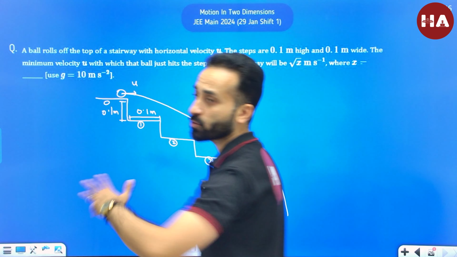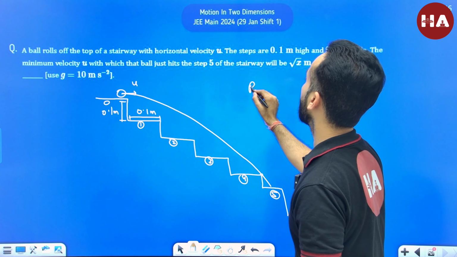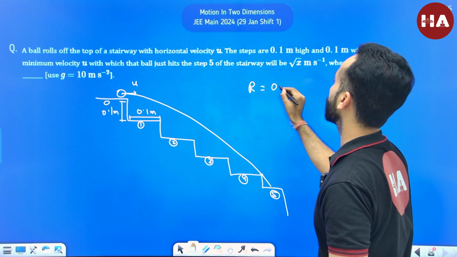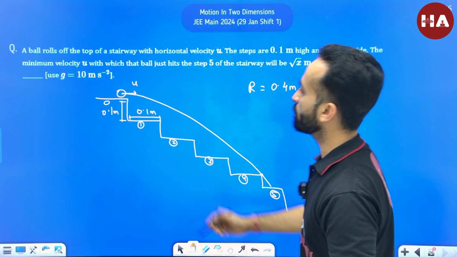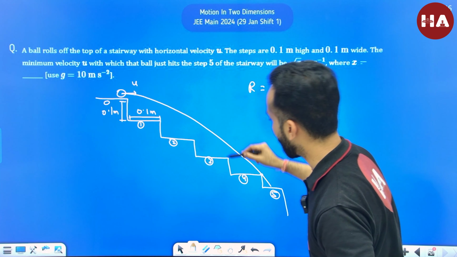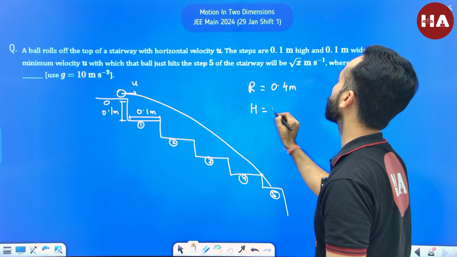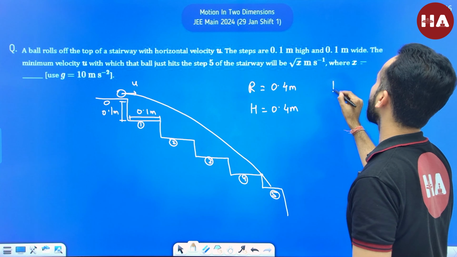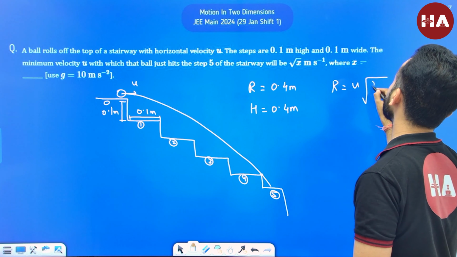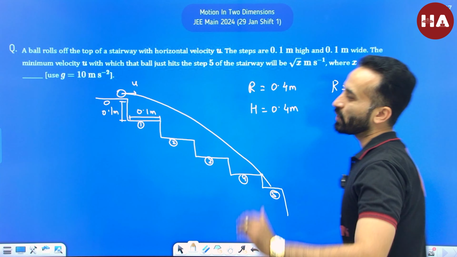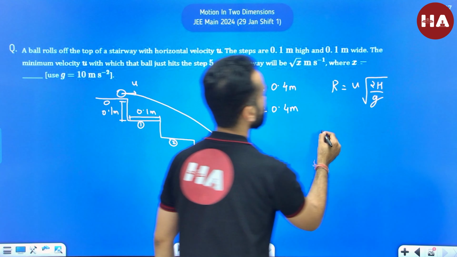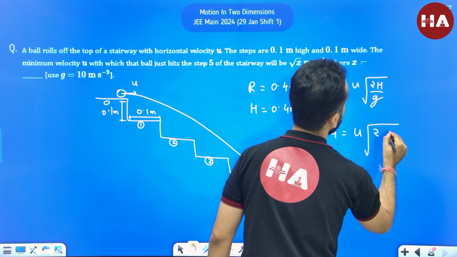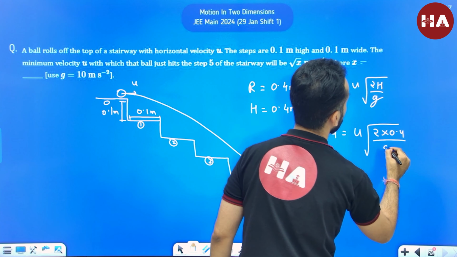Right, students? So the good part is that height and width both are given to be the same. So in a way it's a question of horizontal projectile. So how much should be the range? 1, 2, 3 and 4. So the range is going to be 0.4 meter. What about the height? 1, 2, 3 and 4. Oh, so the height is also 0.4. So this is what we have interpreted out of the whole language. Now you do understand that the formula for range is u under root of 2h by g. Now the range is given to be 0.4 and u is what we have to find out, and h is also 0.4 for this to happen.